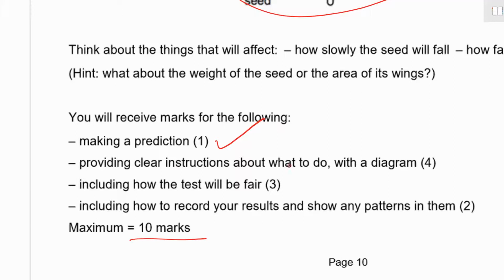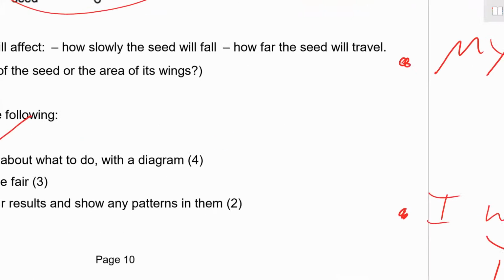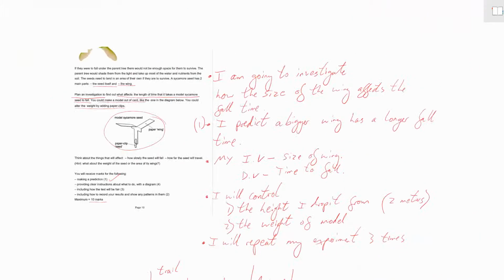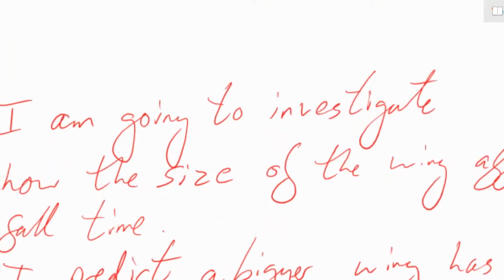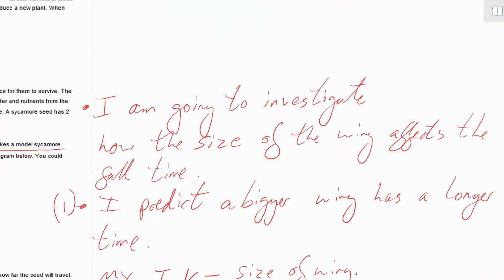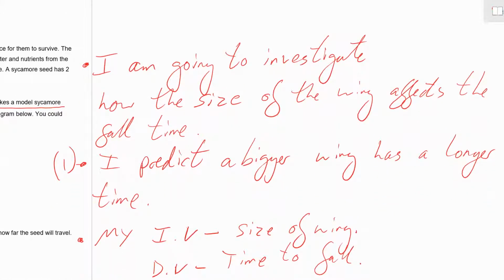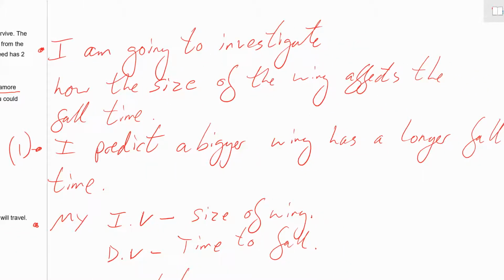You needed to make a prediction, and give clear instructions about what to do with the diagram, including how to test your tests will be fair. So to summarize, and I've got quite a lot of text here. The first thing you want is a sentence. What are you going to investigate? I am going to investigate how the size of the wing affects the fall time. So I'm going to change the wing size, rather than the amount of paper clips and how heavy it is. I predict a bigger wing has a longer fall time.